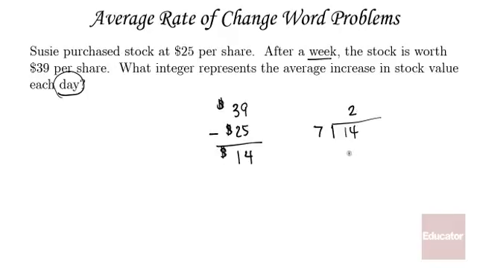So it's a positive 2 because it's been an increase in value, and each day it went up $2 until it reached $39. So the integer that represents the average increase in stock value each day is 2, a positive 2. If it wasn't asking for an integer and it was just asking for the average increase, you could say $2. But an integer doesn't need the symbol.